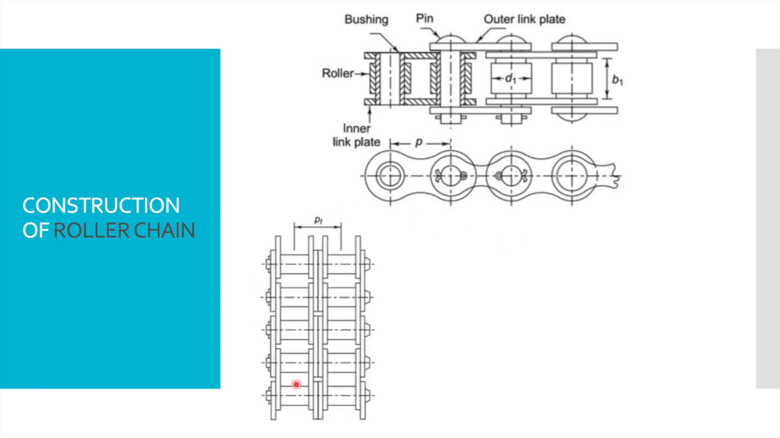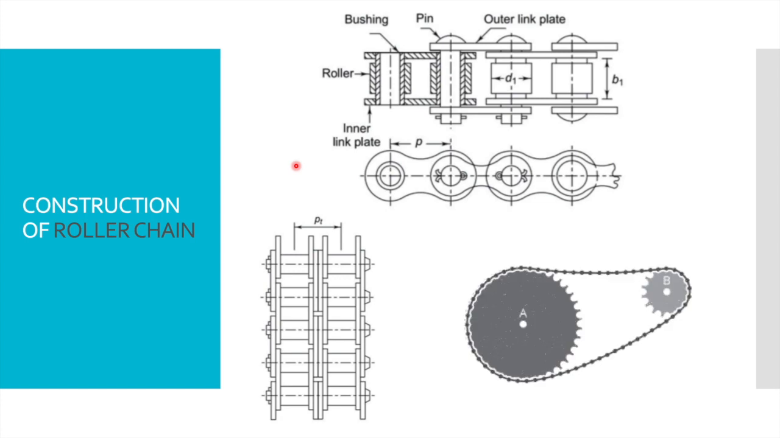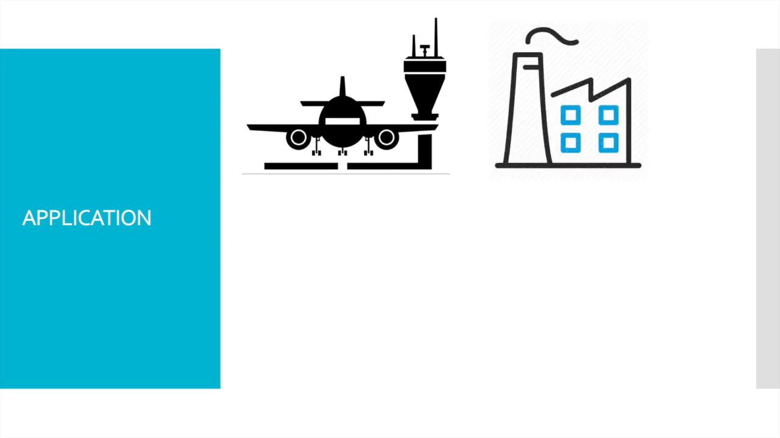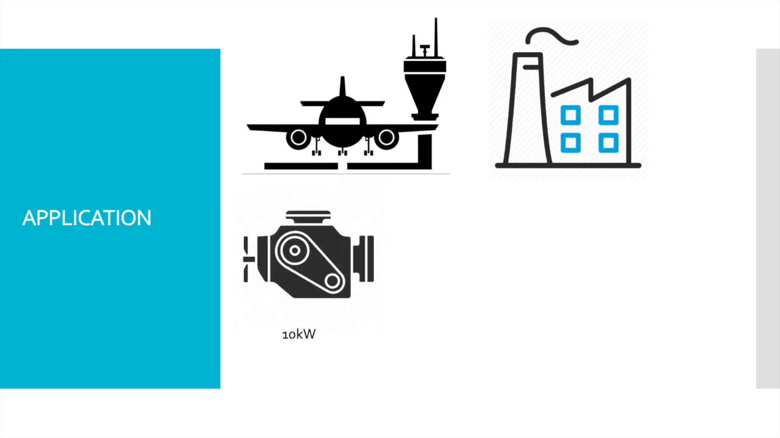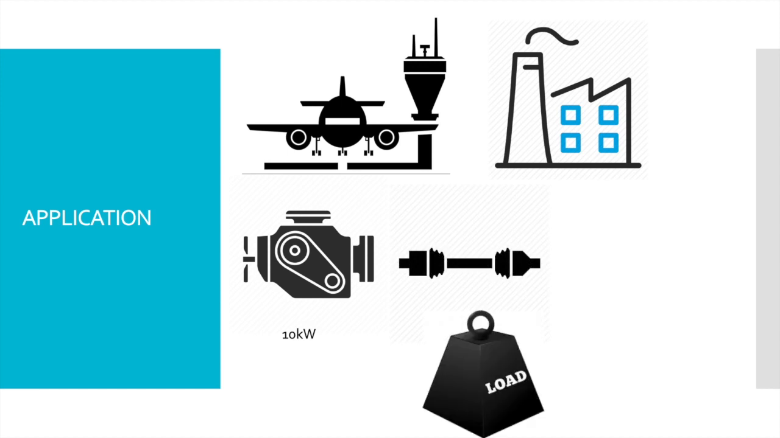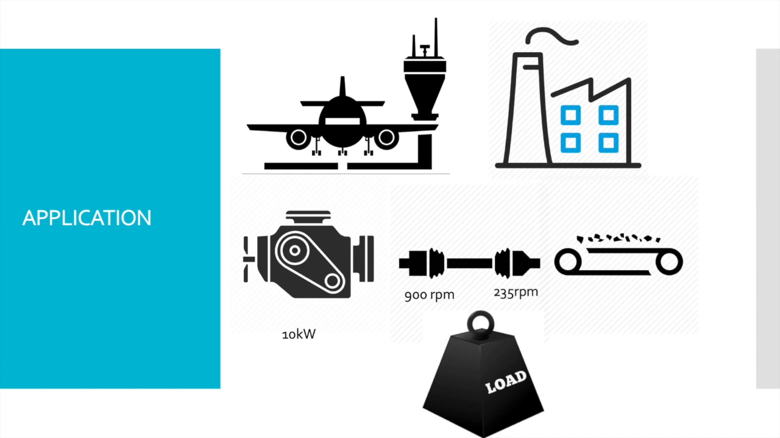So this is a simple chain. This chain is called a duplex chain. So the roller chain, when connected with two shafts, one becomes the driver and the other is called the driven. Since you have learned a few basics, let us see how a roller chain is used in a practical application. In this video, the application is chosen wherein in an airport or an industry, a petrol engine of 10 kW is connected by a shaft to a load which is the conveyor belt. The shaft of the engine is called the driver, which runs at 900 rpm, and the shaft on the conveyor is called the driven, which runs at 235 rpm.